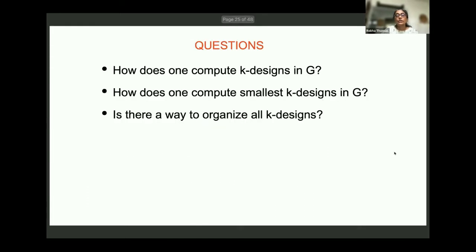Okay, so this brings us to the various questions we can ask about designs that we asked ourselves when we got started. So one question is, how do you compute K designs? Is there some sort of algorithm we can write down? How fast is it? How hard is it? How does one compute K designs? And secondly, even more ambitiously, how do you compute the smallest K designs? Because those are, of course, the best. We want very small K designs. So these 2 questions are definitely optimization questions.